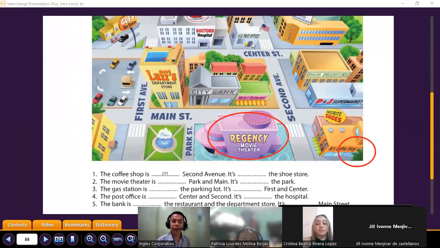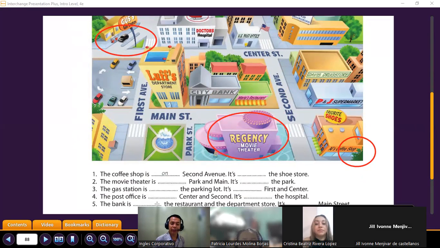Está algo complicadito este ejercicio, pero veo que lo vamos haciendo bien. So this is the gas station. So the gas station is across from the parking lot and on the corner of First and Center Street, right? Okie dokie. Now let's go to the post office.